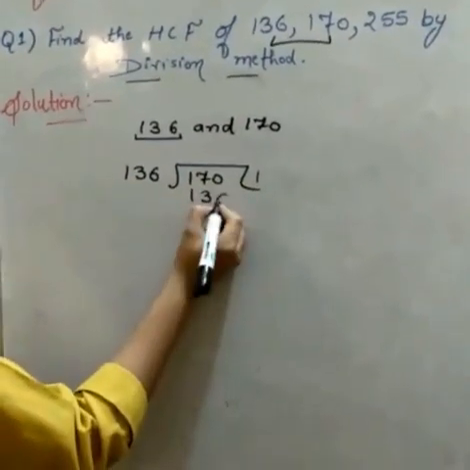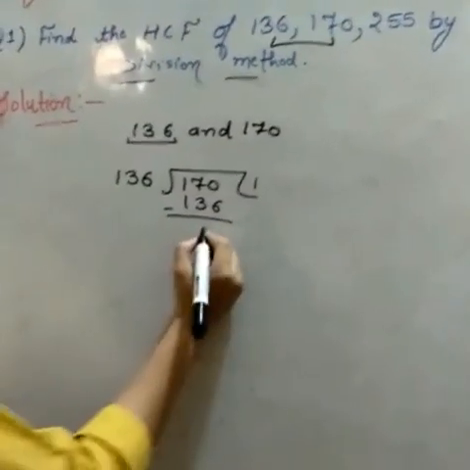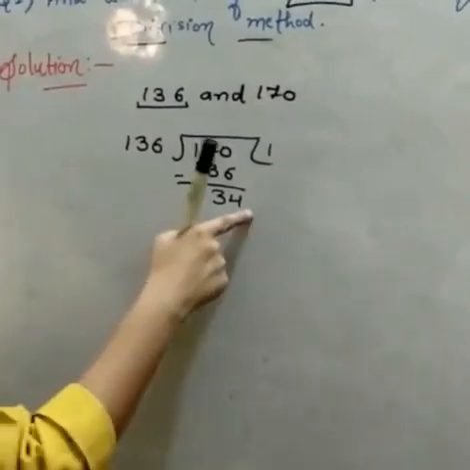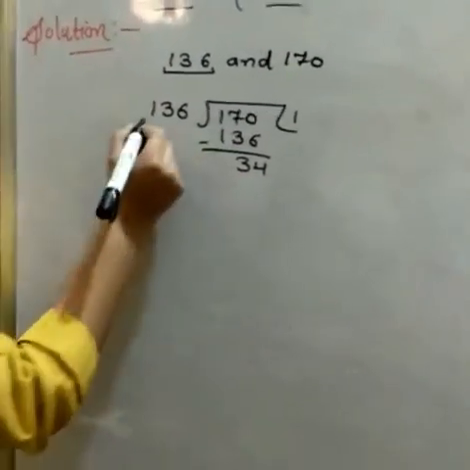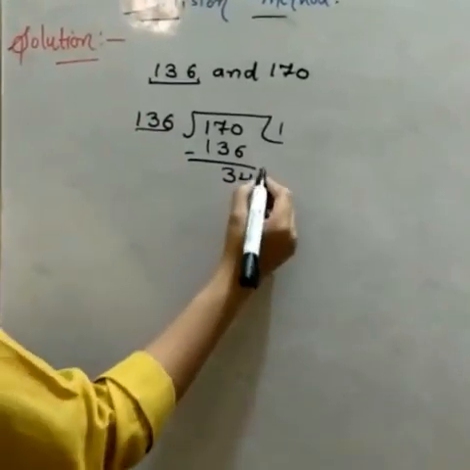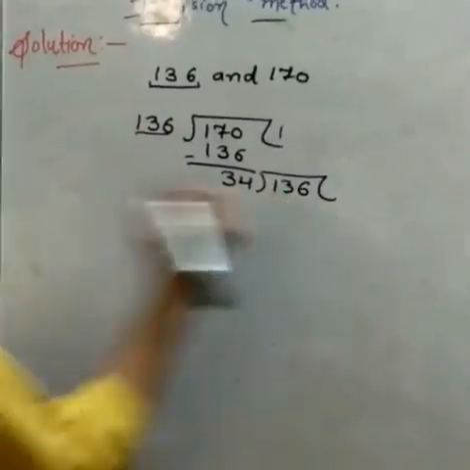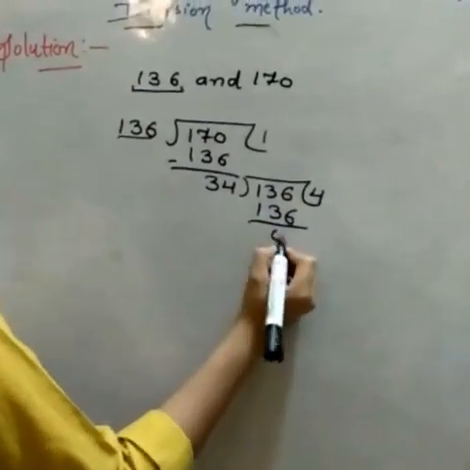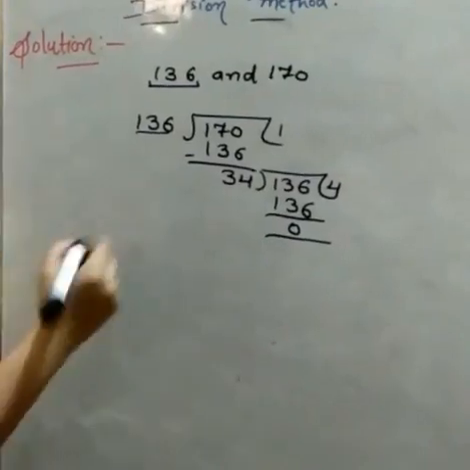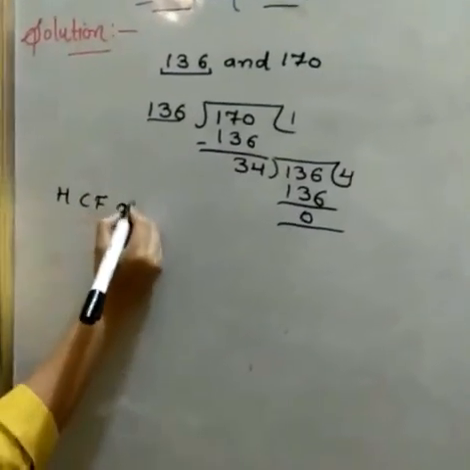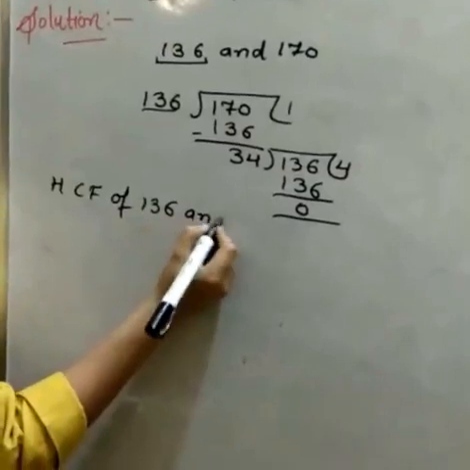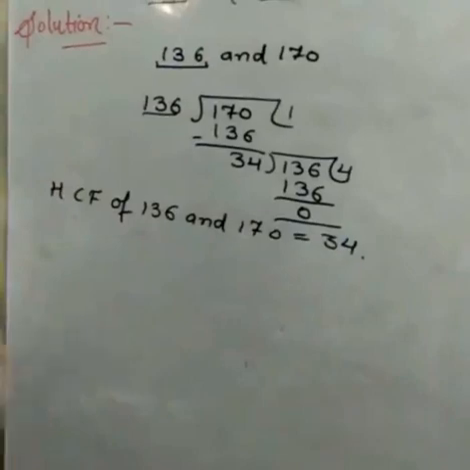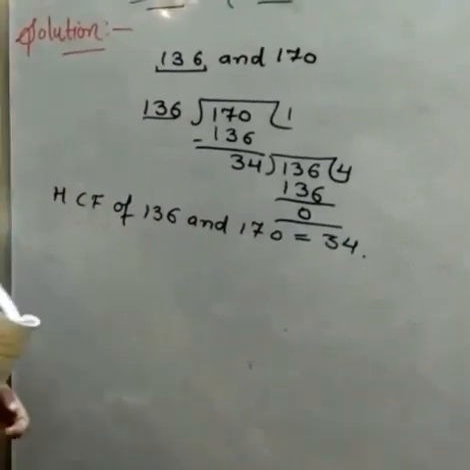Now I will divide these two numbers. 136 ones are 136. On subtracting, we will get 34. Now 34 is remainder. Now this remainder will act as new divisor and 136 will act as new dividend. Now 34 4s are 136. Now remainder is 0. So HCF of 136 and 170 is equal to 34. Now this is the first step.